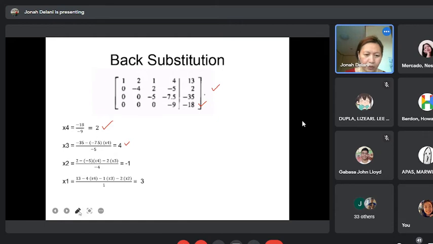I hope it is clear how forming the linear equation into an augmented matrix and then forming it into its equivalent upper triangular matrix and then solving for the values of the variables using back substitution. Yun siya pagforma. Right?